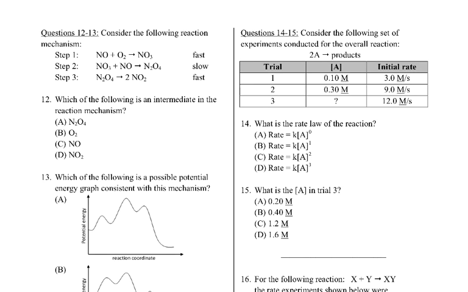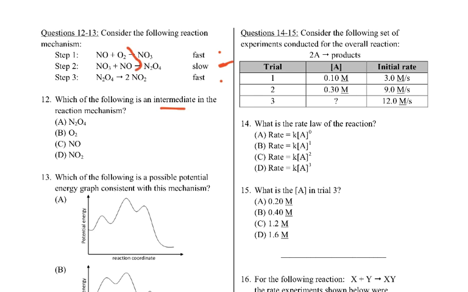Question 12 and 13. Consider the following reaction mechanism. Okay, we have 3 steps: fast, slow, and fast, and that one's slow. Let's pay attention. Which of the following is an intermediate in the reaction mechanism?